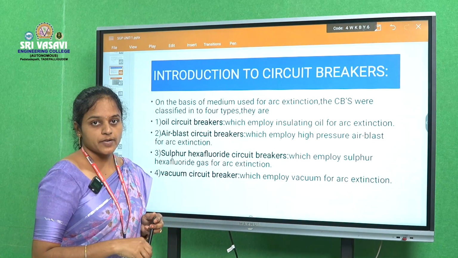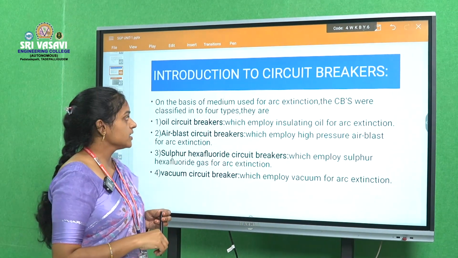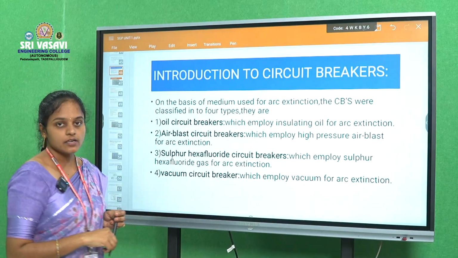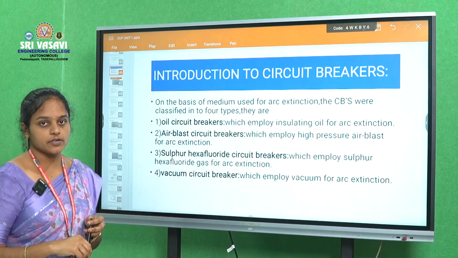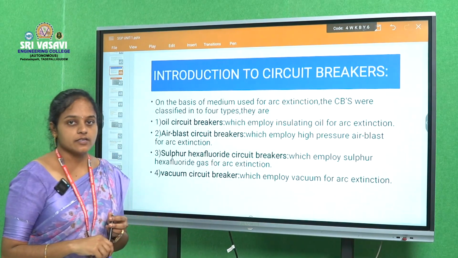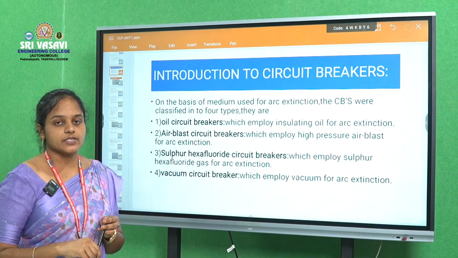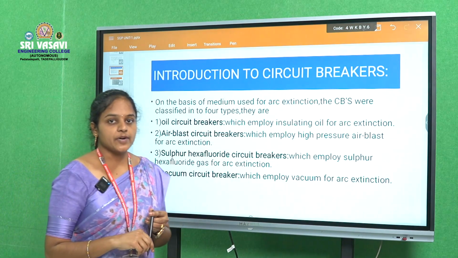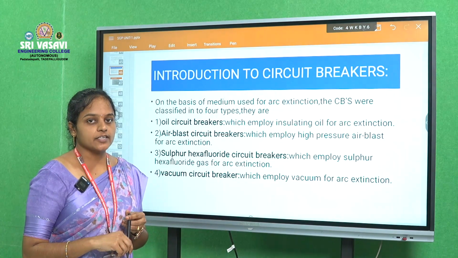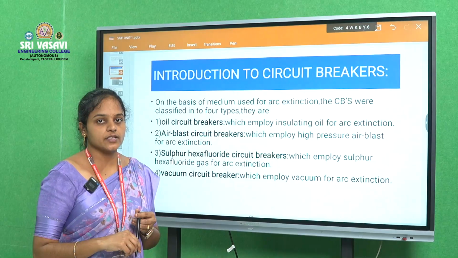So circuit breaker, as we know, plays a very important role in switchgear and in protection. Here there are many types of circuit breakers used: oil circuit breakers, air blast circuit breakers, SF6 circuit breakers, and vacuum circuit breakers. These circuit breakers are named by the dielectric medium used in them.